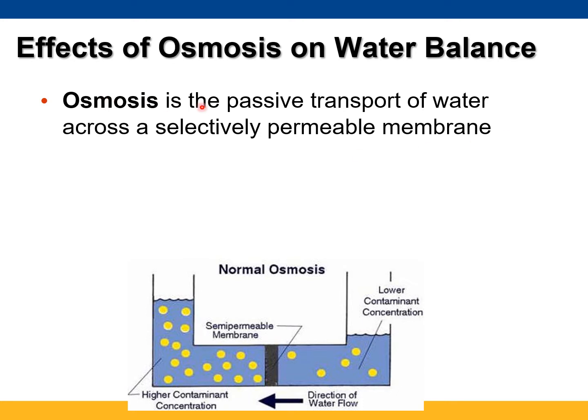Now, I promised you a few slides back that I'd talk about osmosis, and the lovely definition here. Osmosis is the passive transport of water across a selectively permeable membrane. That's great. But what does it mean? It means water is diffusing down its concentration gradient.